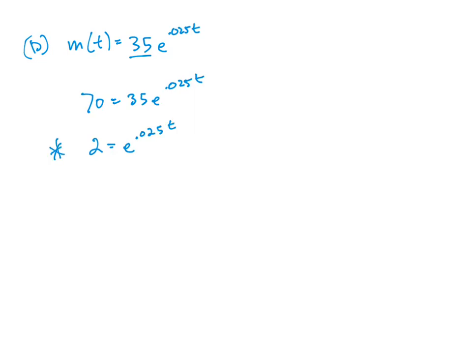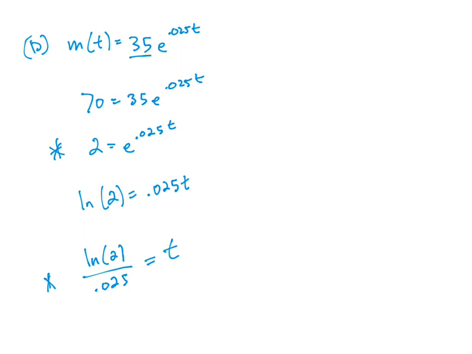Anytime we want to double an exponential function, this is the format we're going to end up with. We always get 2 is equal to the exponential constant raised to whatever the growth rate is. And then to convert this to a log equation, we're going to say ln of 2 is equal to 0.025t. So then divide by 0.025. So ln of 2 divided by 0.025 is equal to t.